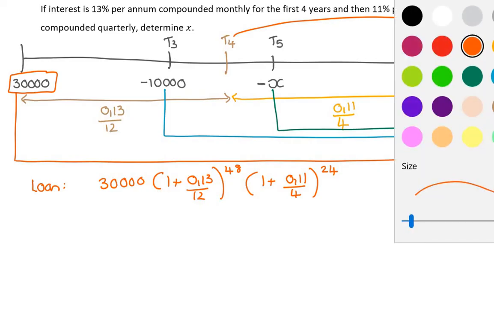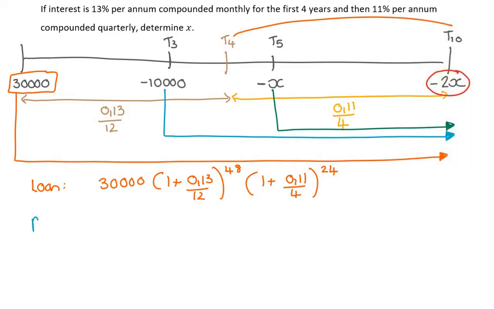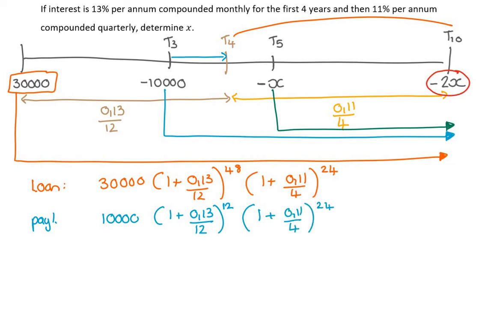Now what are my payments? My payment number 1 is 10,000 Rand. And I need to add on interest for 1 year at the monthly interest rate. So 13% compounded monthly for 1 year, so that's 12 months. And then I need to do 6 years of the 11% compounded quarterly, so that's the same bracket as before.